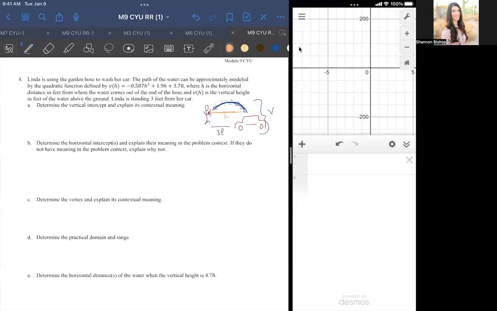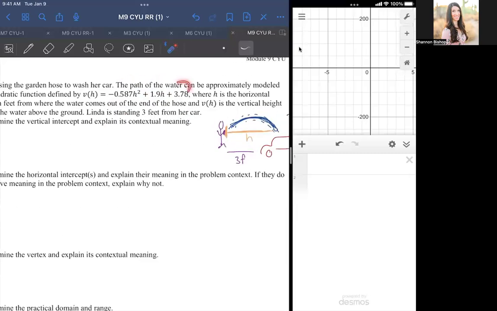Okay, so now that you've imagined at least a little bit what this is trying to represent, let's take a look at part A. Part A says determine the vertical intercept and explain its meaning. All right, well, good news. We've got a standard form quadratic. So you've got your A, B, and C parameter. And in standard form, the C value is always your vertical intercept. You could plug in 0 for the input, and you would see for yourself that yes, you get 3.78.